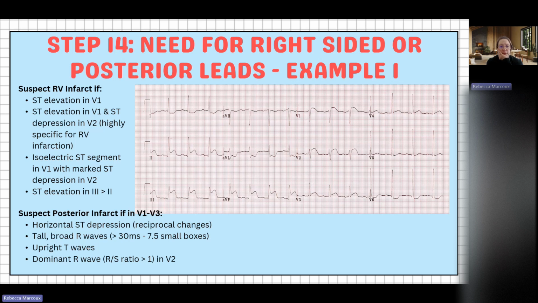So for this ECG, we're trying to think if there's any reason to do right-sided leads and/or posterior leads. If there's ST elevation in V1, we're supposed to do RV, right? Yes, exactly. So there is ST elevation in that V1. It's important if we're thinking about these signs in the context of an inferior STEMI. If they have an inferior STEMI, then these apply. If they don't have an inferior STEMI, these don't apply, if that makes sense.